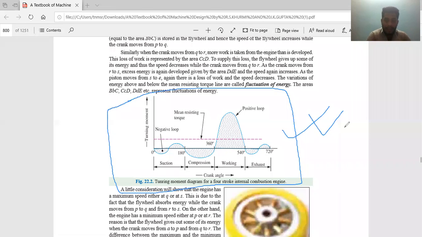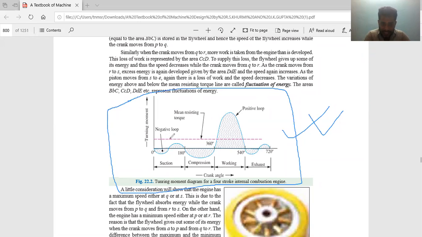We know that in a 4-stroke IC engine, there are 4 working strokes. One is suction, another one is compression, third one is expansion. And we know that in expansion, we get the maximum power output. We get the maximum work done from the engine. So that's why in this turning moment diagram, you see, your peak is highest.